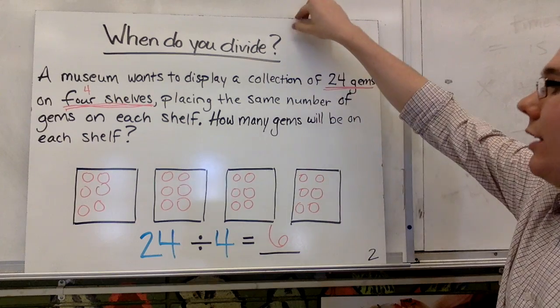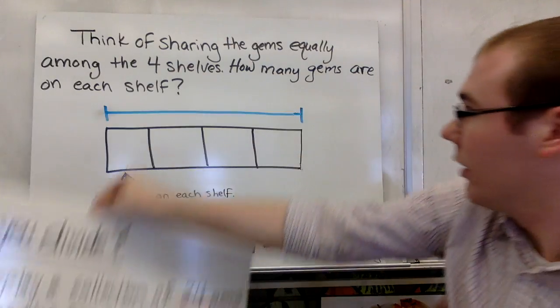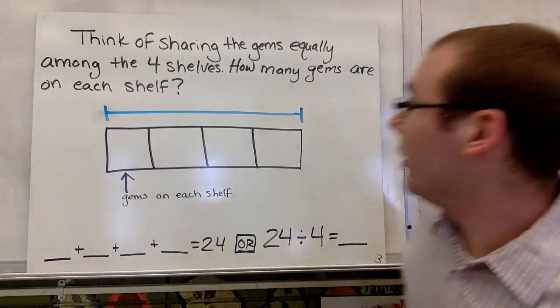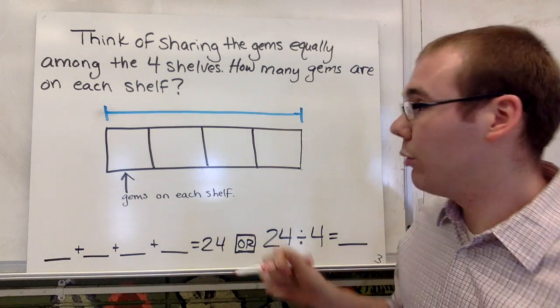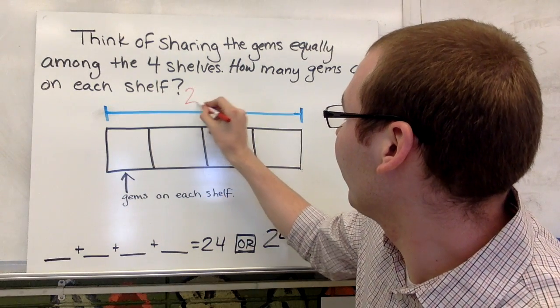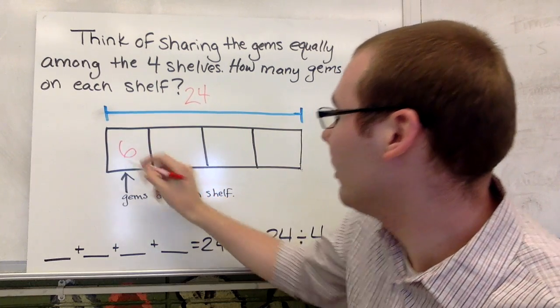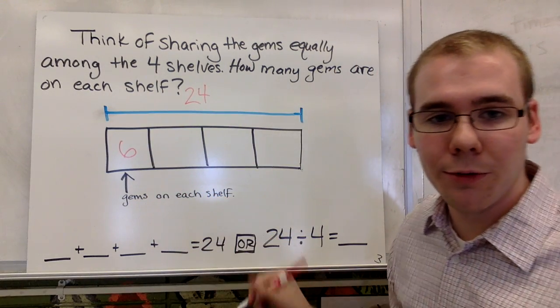Now, let's write that out. Think of sharing the gems equally among the 4 shelves. How many gems are on each shelf? Well, we just discovered that if there's 24 total, there are going to be 6 gems on each shelf.